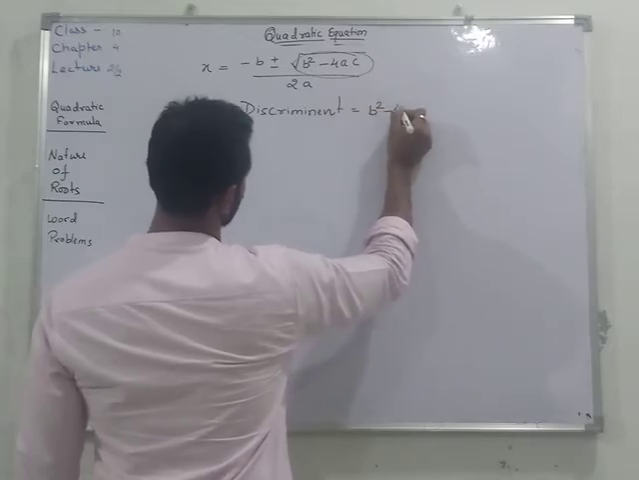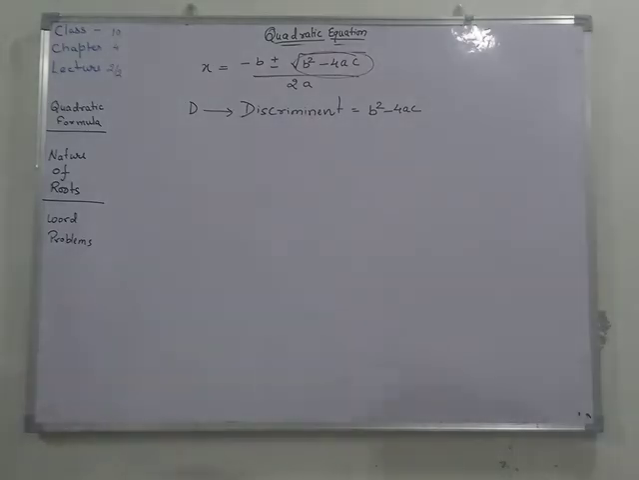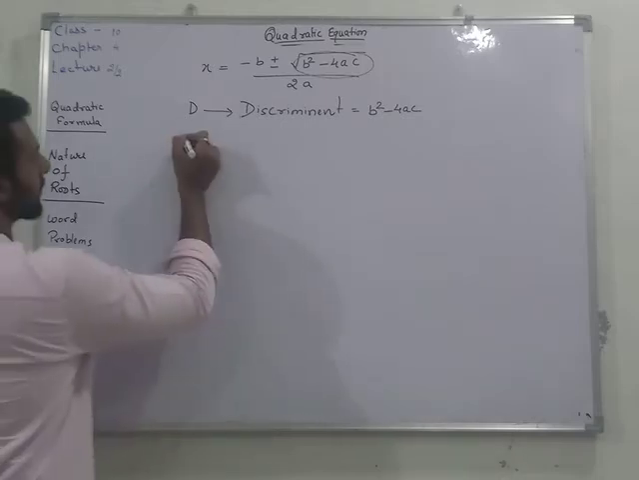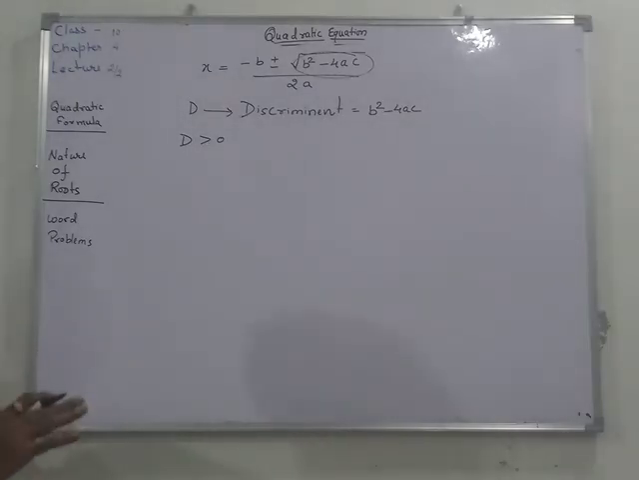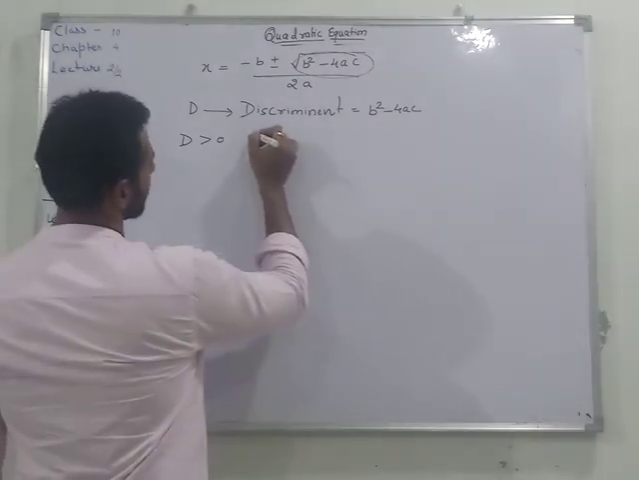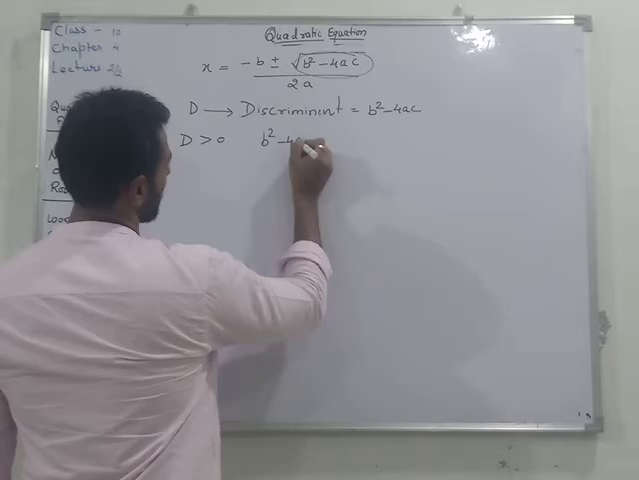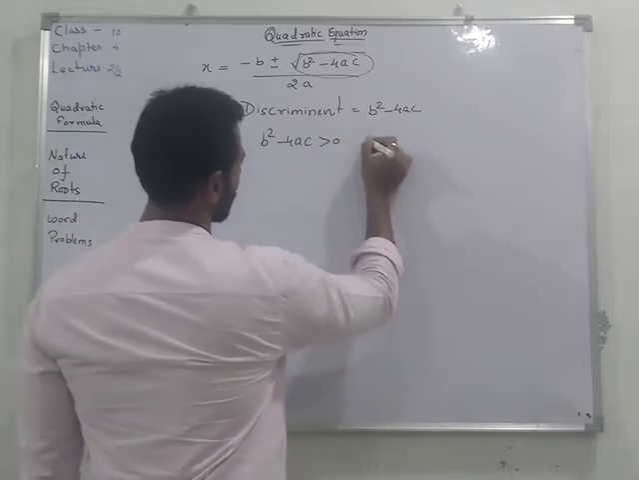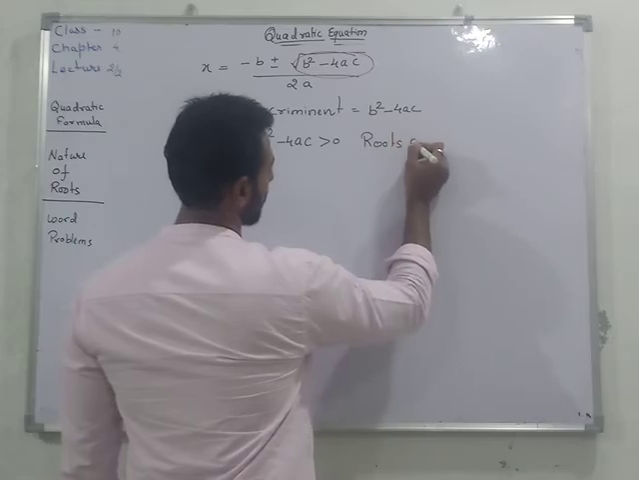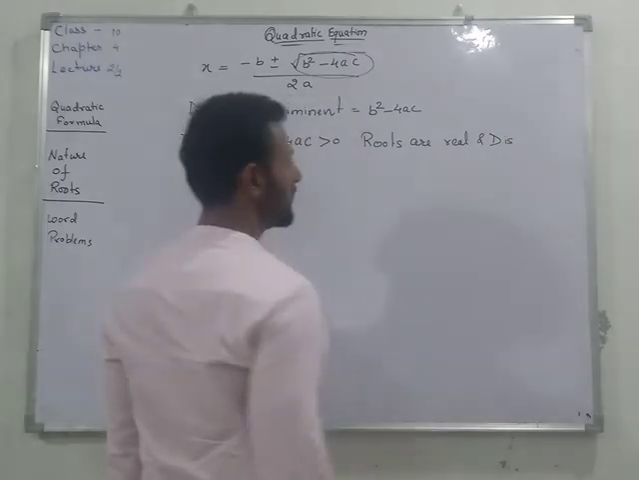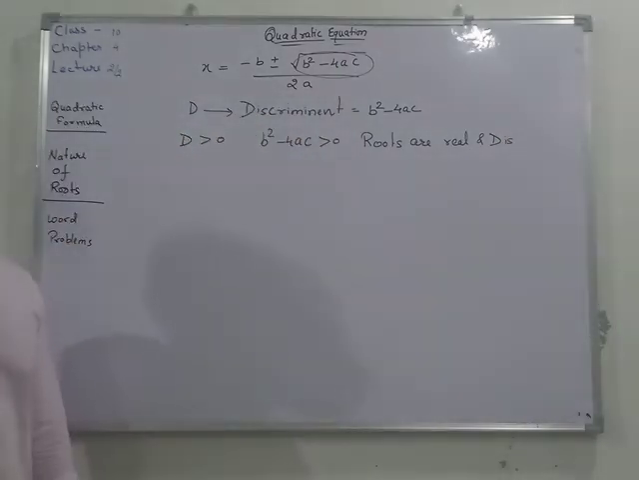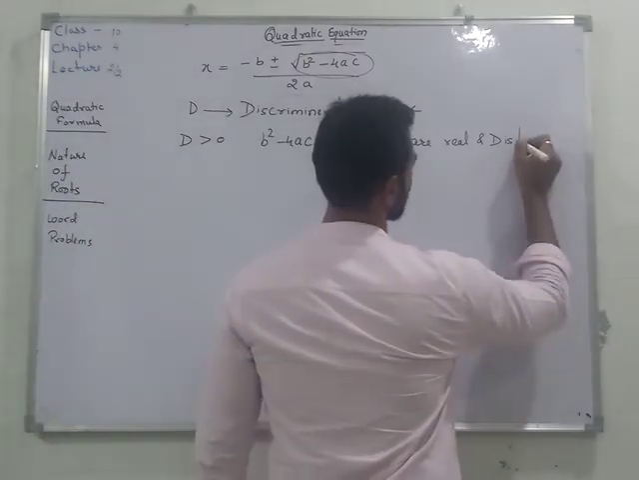b² - 4ac. If this discriminant is positive, meaning greater than 0, then the nature of the roots will be real and distinct. Means b² - 4ac is greater than 0, then the roots are real and distinct. Distinct means there will be two different values of the roots.